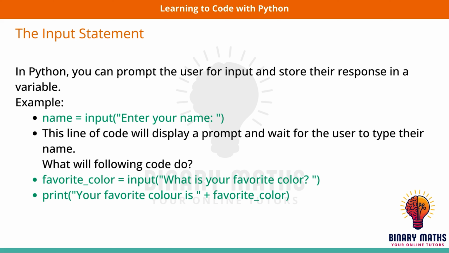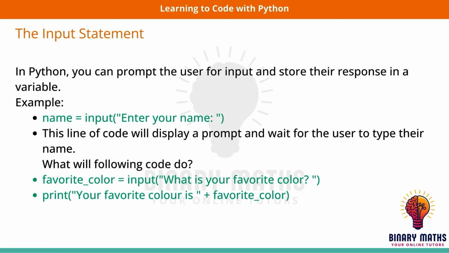In Python, we often need to get input from the user. This is done using the input function. For example, if we want to ask the user for their name, we can write user_name equals input, then we open our brackets and then type in "please enter your name". This line of code will display a prompt and wait for the user to type their name. It's that simple.